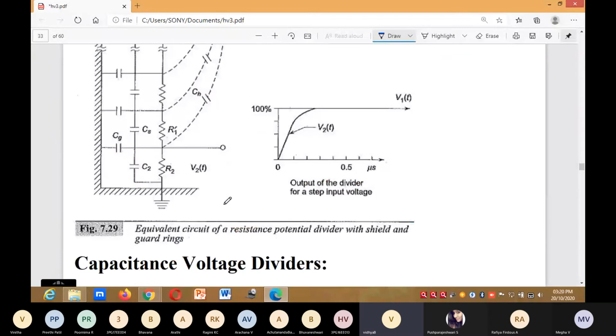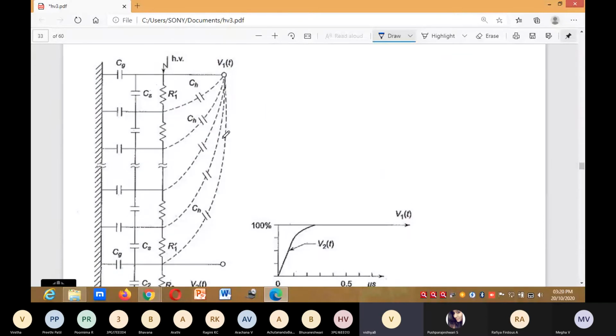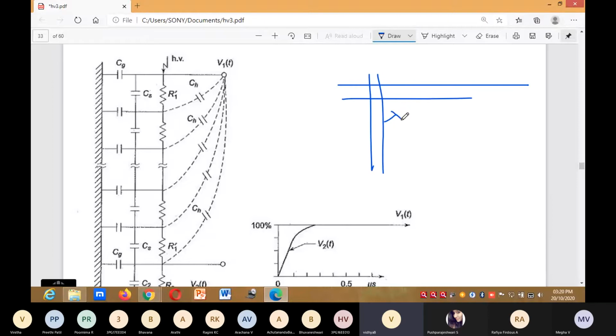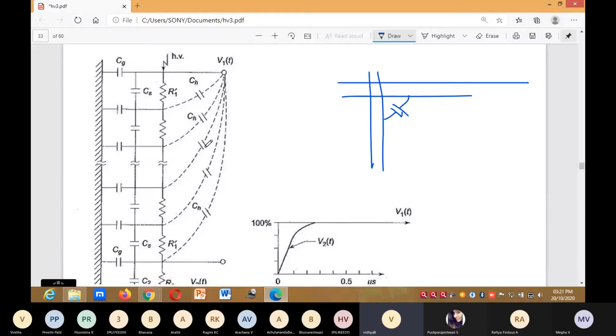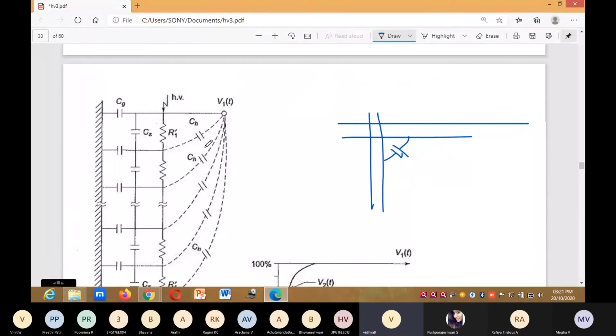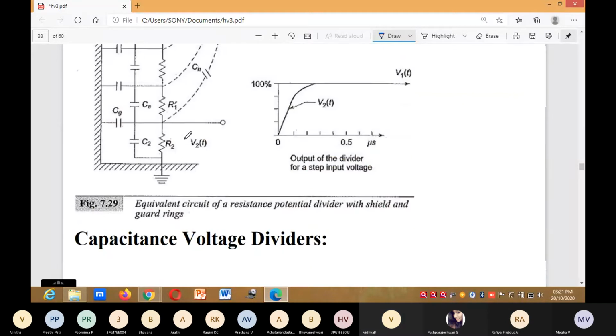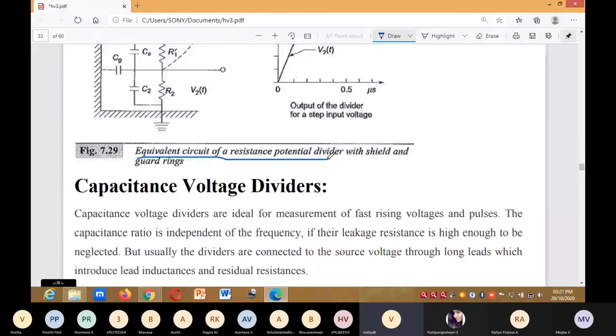This is the diagram of that. Similarly, in transmission and distribution also we do the same guarding. There will be a pole, and we will use the capacitance and connect it like this. In the transmission and distribution subject we have learned about guarding. The same thing is used now in the high voltage subject. This is the equivalent circuit of a resistance potential divider with a shield and guard rings. For uniform distribution only we use guard rings.